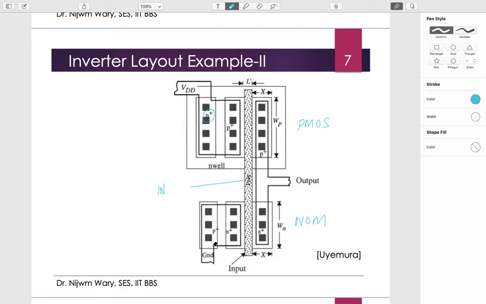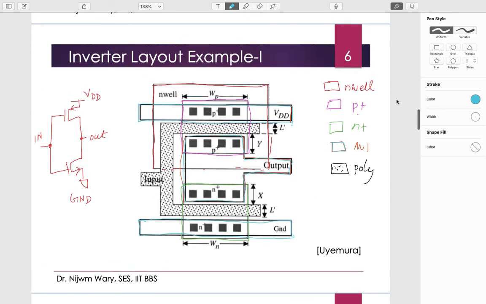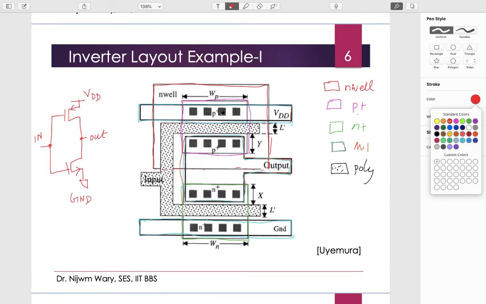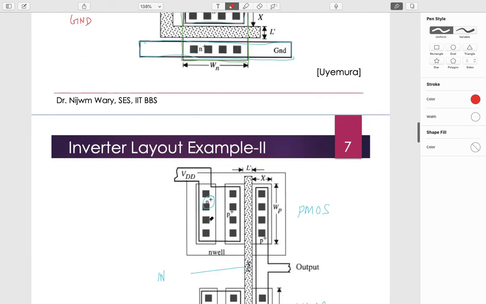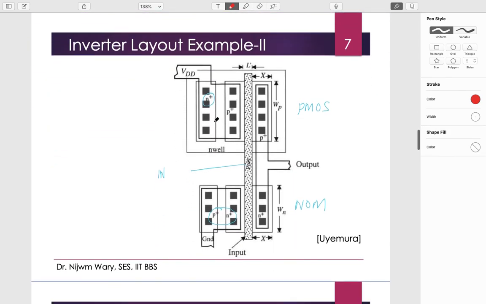And for the source the bulk is P plus, right? And this is again shorted together, because if you see here the bulk terminal will be here, they'll be shorted, right? Although it is not shown here, but in the later layout example number 2, even the bulk terminal is shown. Okay.